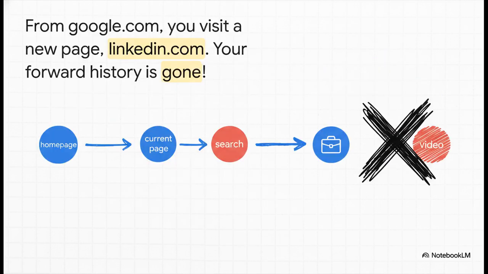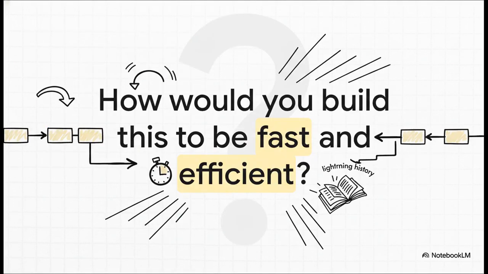But here's the real twist. Instead of clicking forward to go back to that video, we type in a totally new address. Let's say linkedin.com. And poof, just like that, our forward history, that YouTube page, is gone, vanished. Why? Because by going to a new site, we've started a brand new path, a new branch in our browsing journey. So the big question is, how do you build this? A system that can handle all of that, going back, going forward, and instantly wiping out the forward history when you visit a new page.